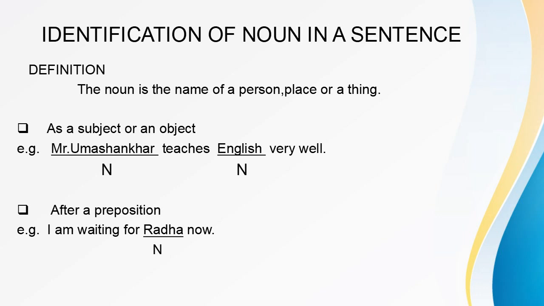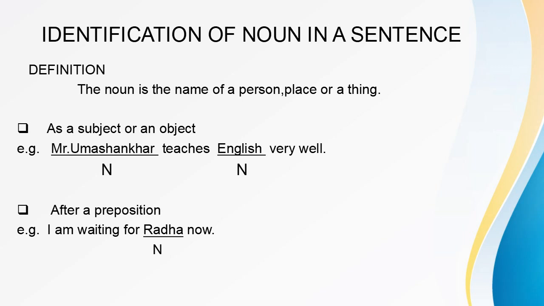Whenever you see any English sentence, when you see a subject over there, you can easily identify that it may be a noun. And there is a chance for another thing also. That's what we will discuss later in this video. And if you see anything as an object, you can guess very easily that it may be a noun. So, my dear students, I hope you have understood Mr. Umashankar as a subject is now a noun, and English, an object, is now a noun.